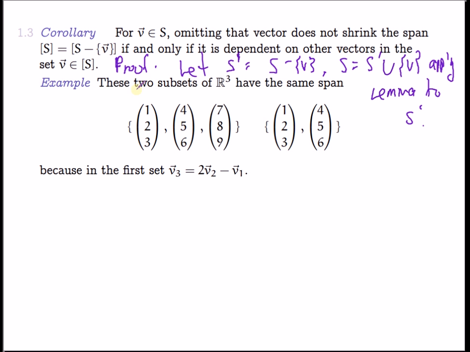Now, these two subsets of R3 have the same span because this third vector in the first set can be written as a linear combination of the other two. So we apply the lemma. That means that the two have the same span.